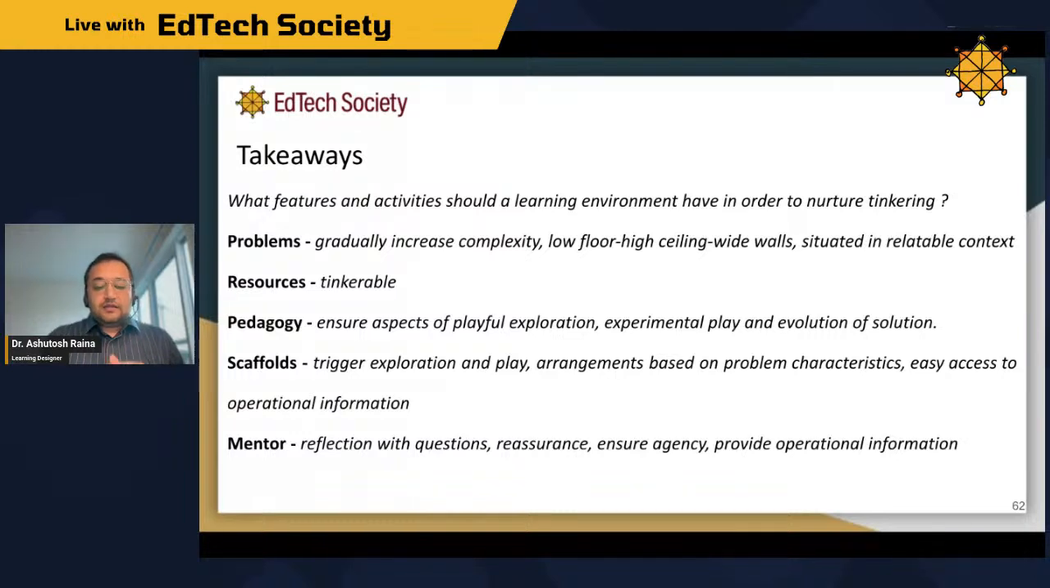And the same solution can be achieved in multiple ways. Now you can have the problems built in such a way that they are relatable, for example, problems from their day-to-day lives. If you talk about resources, I'm saying the resources should be tinkerable. One of the programming languages we know of is Scratch. Similarly, if we design the pedagogy, scaffolds, and what a mentor does in this manner, we can ensure that tinkering happens in the learning environment.